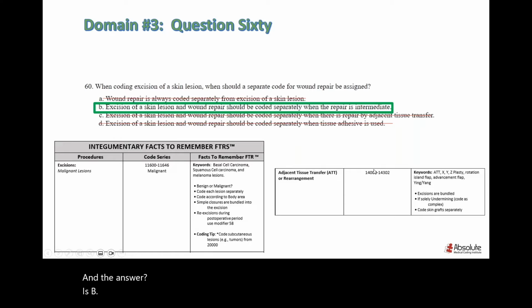That was tough, huh? All right. So it's about your guidelines. These are AMA guidelines.